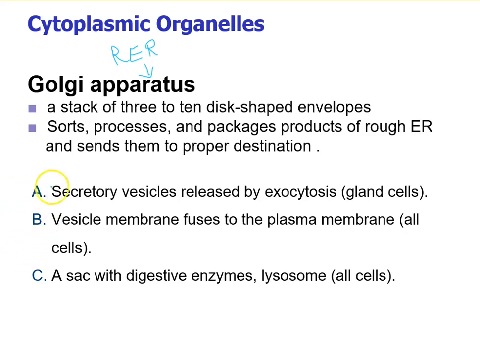The first destination, you can see that it's going to be the secretory vesicle, which is going to be released by exocytosis, mostly in gland cells. The second destination is the vesicle membrane fuses to the plasma membrane, and it's going to be part of the plasma membrane structure. And the third pathway or destination would be it's going to make a sac with digestive enzyme, which is called lysosome, and it can happen in all cells.